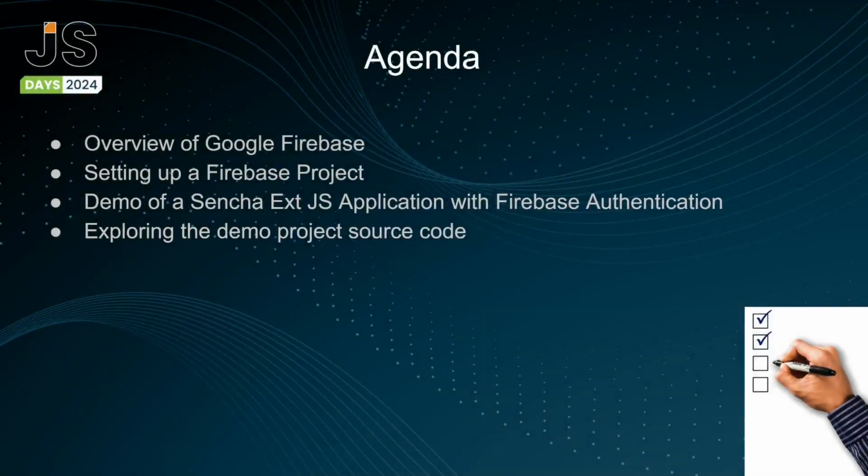To get started, I'm going to show you my agenda for this presentation. We are going to do an overview of Google Firebase. We are going to set up a Firebase project and also demo a Sencha Ext JS application with Firebase authentication. And in the end, we are going to explore the demo project source code. If you have any questions, you can ask them in our chat and question panel, which you can see in this tool. At the end of this session, I will try to answer all the questions you may have.